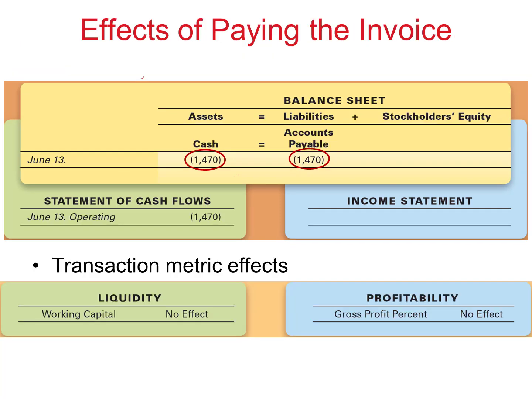In the next transaction, which occurs on June 13th, which is exactly 10 days later, we pay for the invoice. The invoice is paid at the discounted amount, and we have a reduction in cash of $1,470, and we are paying the accounts payable of the same amount. This will have an effect on the statement of cash flow because we are paying cash. This is considered a cash flow from operations activity and is reported as a cash outflow. This transaction will have no effect on the income statement, profitability, or liquidity.